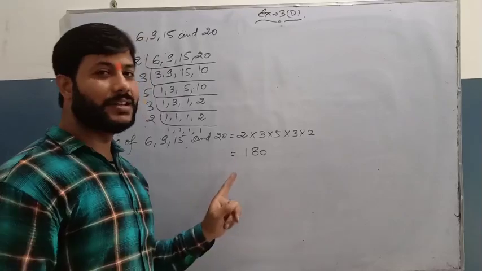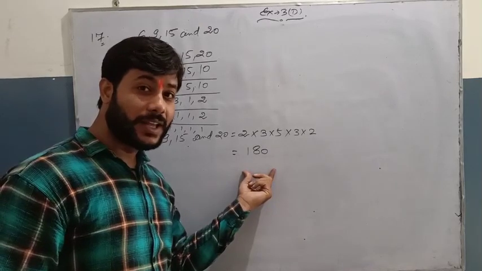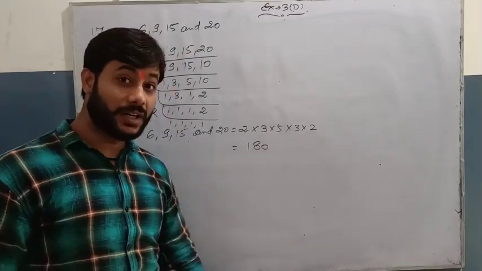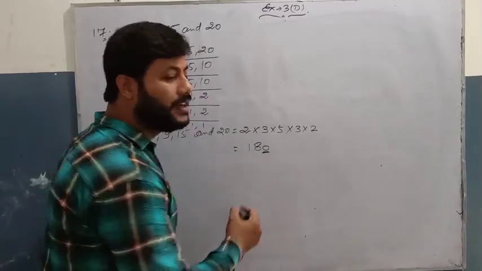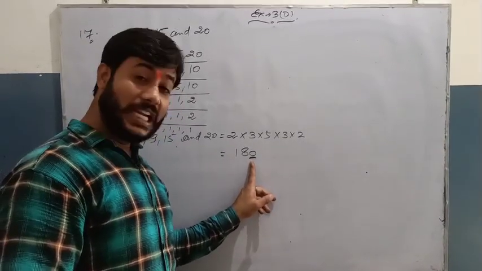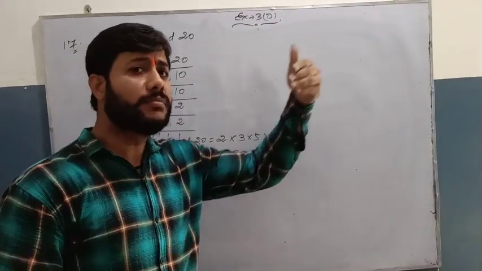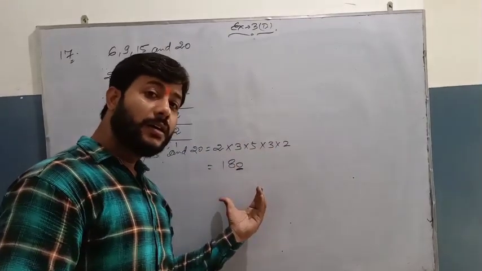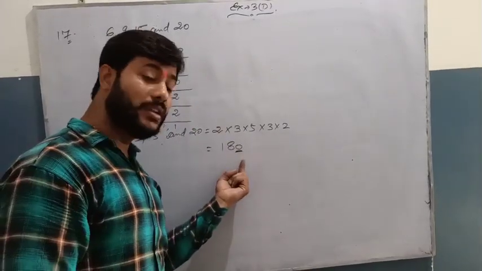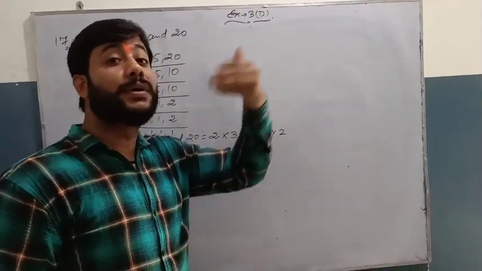But the question asks us to find out the perfect square. 180 is not a perfect square. Why is it not a perfect square, my dear students? It is not a perfect square because it has an odd number of zeros. Odd number of zeros means 1 zero. Whether it will have 2 zeros or 4, 6, 8 zeros, meaning an even number of zeros, then it will be a perfect square. But here it has only 1, that is odd, so it is not a perfect square.